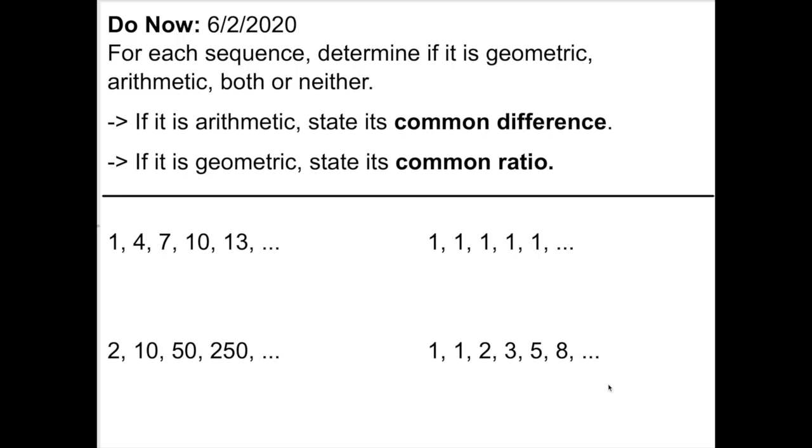Okay, so I need to know for each of these, is it arithmetic? Are we adding? Is it geometric? Are we multiplying? Is it both? Could we be doing either of them or neither? We can't find a way to multiply or add. If it is arithmetic, please state its common difference. And if it's geometric, please state its common ratio. All right, so take a look at these 4 sequences, pause the video, and determine if they're geometric, arithmetic, both or neither, stating the difference if it's arithmetic, the ratio if it's geometric. When you're ready, unpause and you can see what I got.